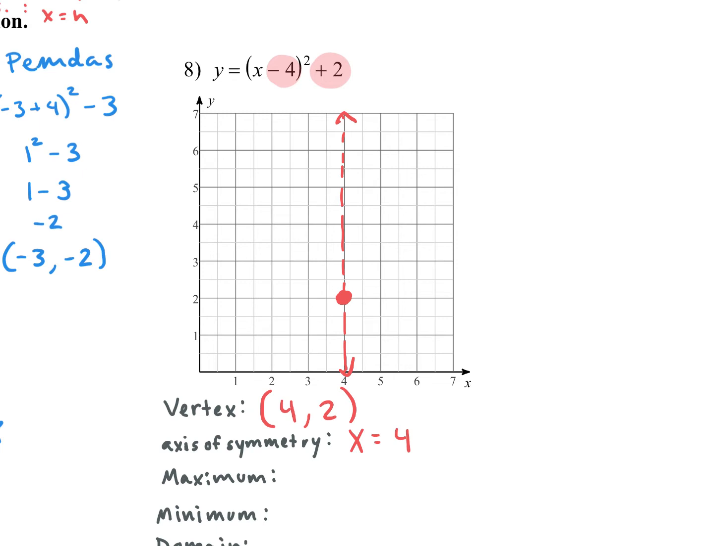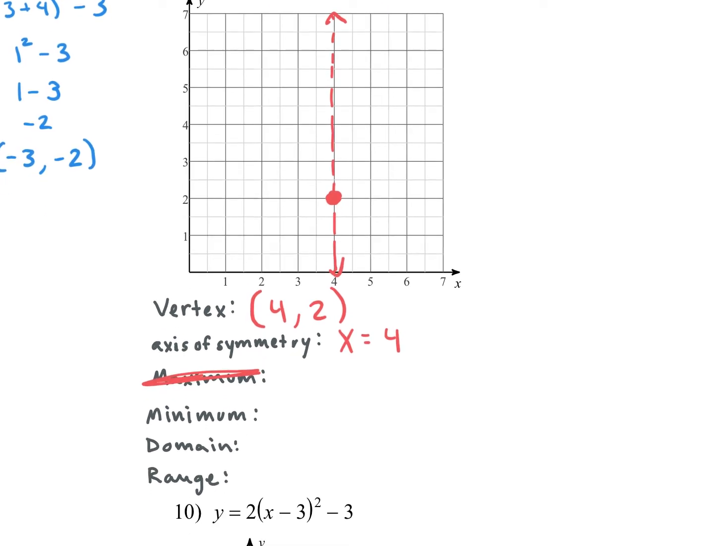Does my graph open up or open down? It opens up. So is my vertex the lowest point or the highest? The lowest. So do I have a max or min? Minimum. So I'm going to cross out maximum. And what's my minimum value? 2. It's always whatever your k is.